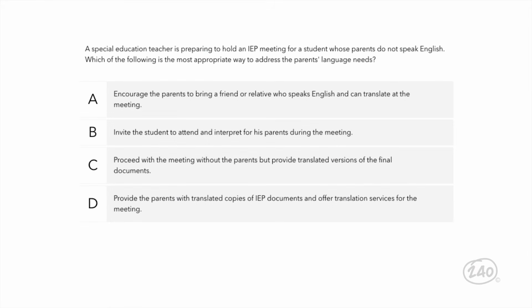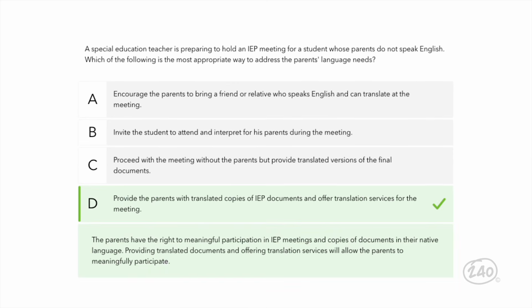Let me give you one about collaborating with parents. And this one's a tricky one. A special education teacher is preparing to hold an IEP meeting for a student whose parents do not speak English. Which of the following is the most appropriate way to address the parents' language needs? One of the ways a special education teacher can effectively collaborate with parents is by making sure that they are equipped to participate meaningfully in meetings about their child's education. It is not anyone else's responsibility to assure the input is comprehensible to parents, and providing translated documents after the meeting does not allow parents to participate during the meeting. This means that this choice is the best.